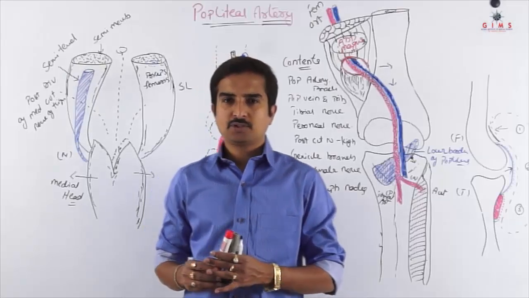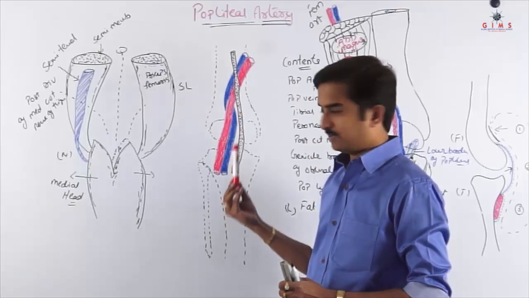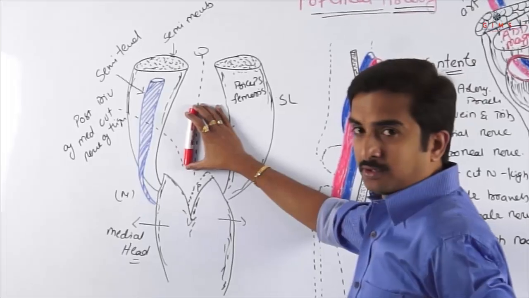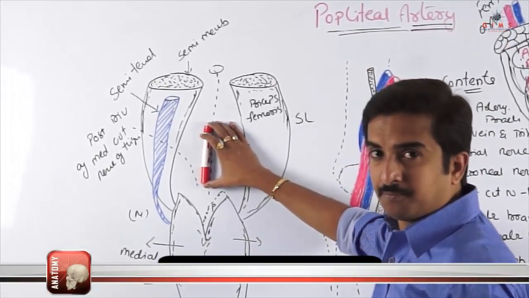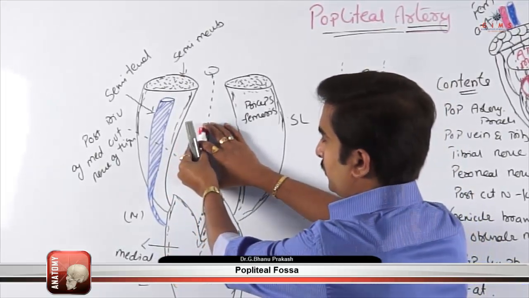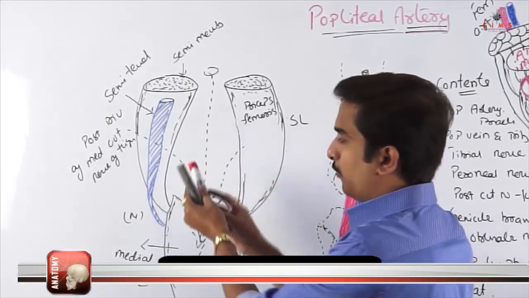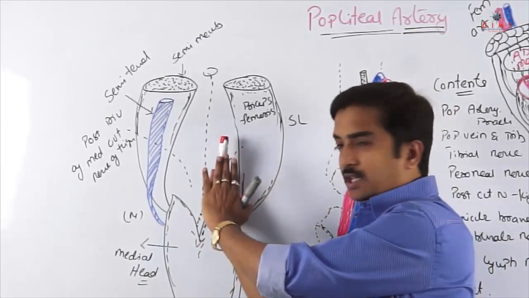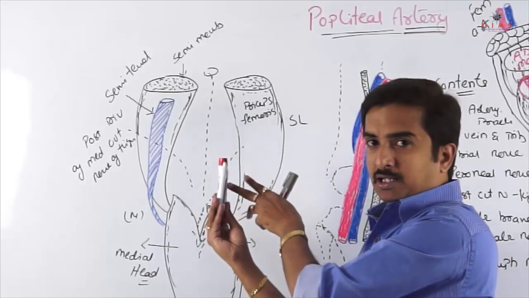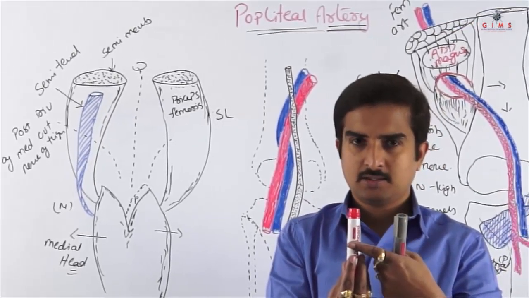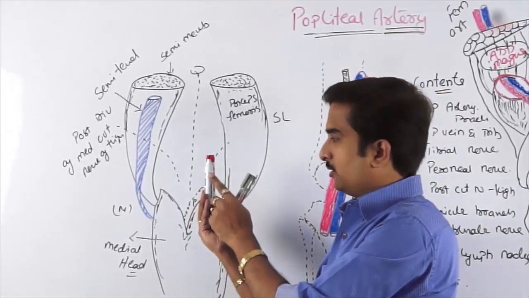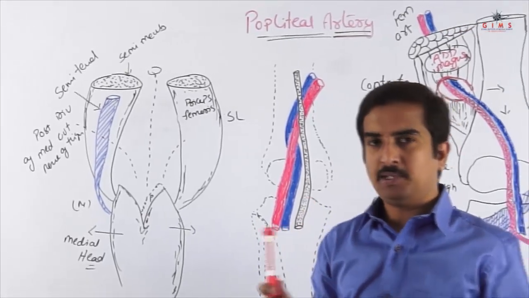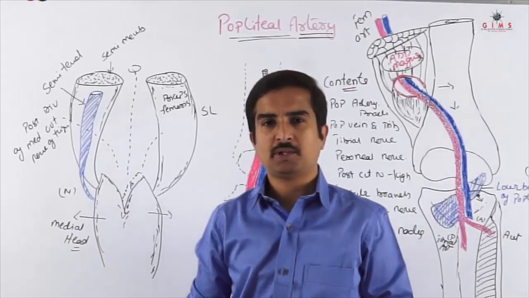For example, let us assume this is the popliteal artery, and it is lying at the deeper aspect of the popliteal fossa. Superficial to this popliteal artery you have the popliteal vein. Deeper you have the popliteal artery. You are seeing from posteriorly. If you see from anteriorly, the anterior most part is the popliteal artery. Posteriorly you have the popliteal vein, and above the popliteal vein you have the tibial nerve. That is the reason I am saying that the popliteal artery is the deepest structure present in the popliteal fossa.